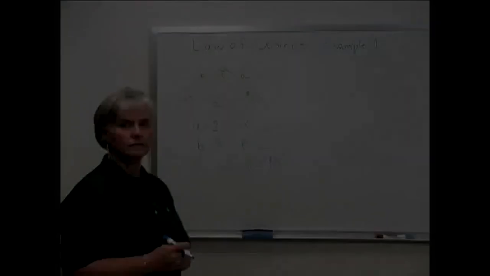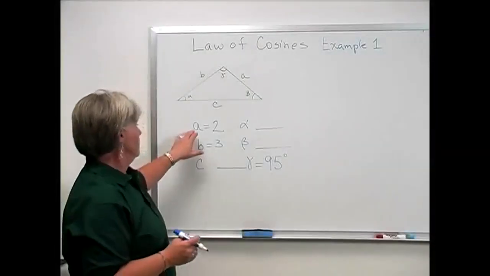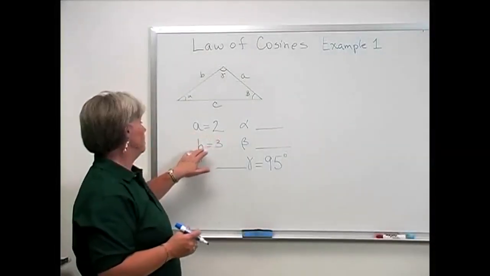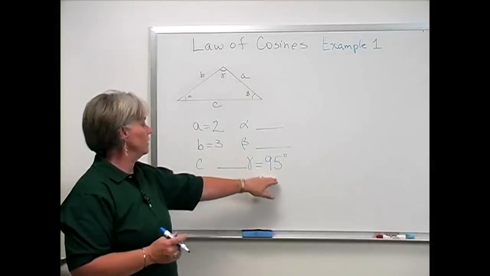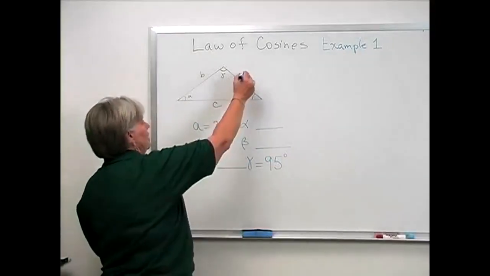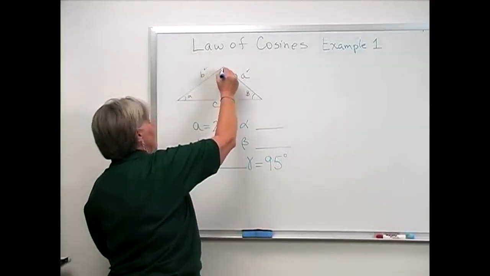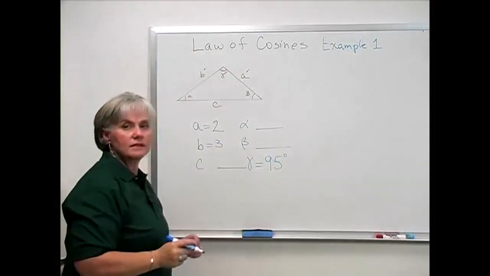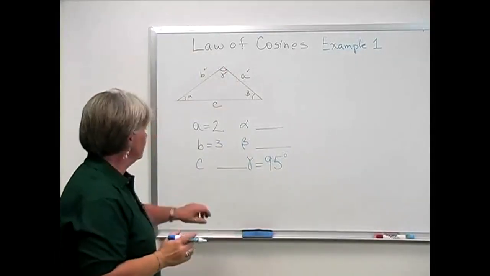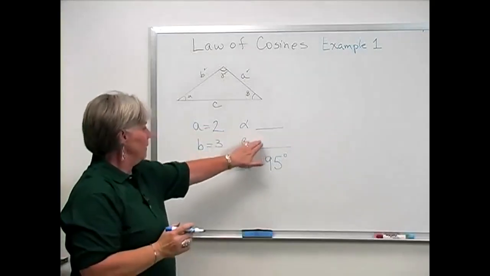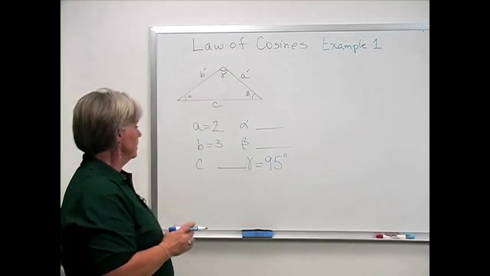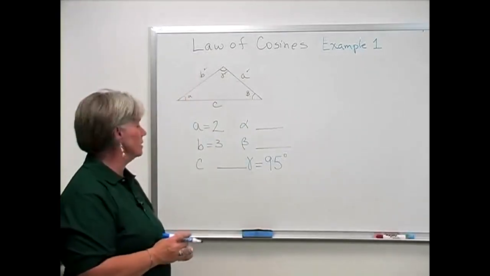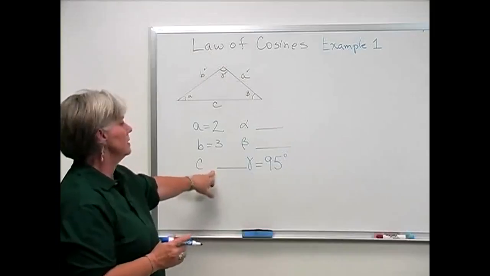Suppose that a is equal to 2, b is equal to 3, and angle gamma is equal to 95 degrees. If we look in this triangle up here and check off the information that we're given, we can see that this is the side angle side. It doesn't always have to be A and then beta and then C. So it's the side angle side scenario. So we're going to use the law of cosines to find side C first.